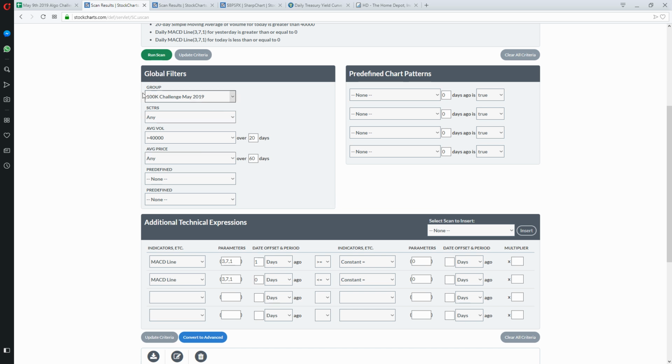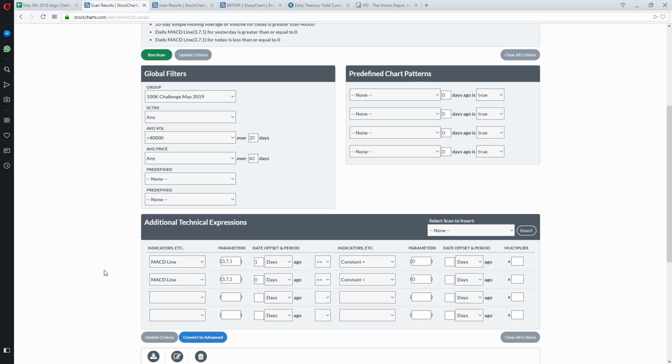You can see on the scan I have group 100K challenge. It's just a group of the stocks that are on the challenge watch list for this challenge. I don't have anything else in that, because all the stocks are in there with the basket that I created. And then the technical expressions are down below, and they're very simple if you use the MACD line. It gets a lot more complex if you're trying to put the 3 and the 7 in there. You could do it, it's not that hard, but it's just simpler code with the MACD line.